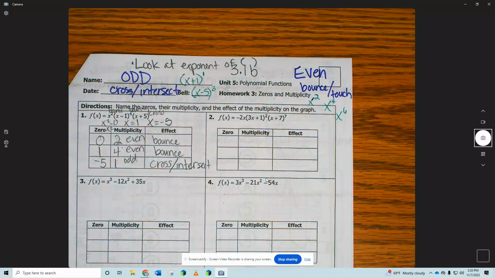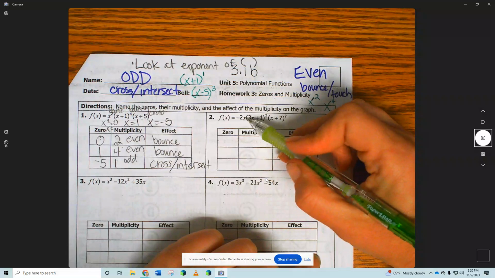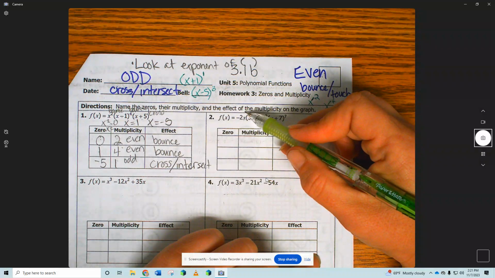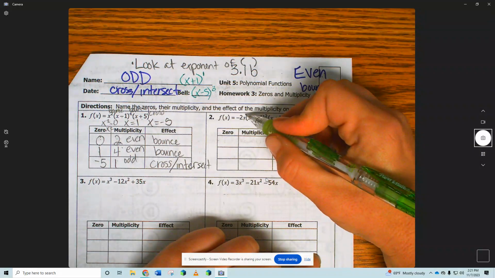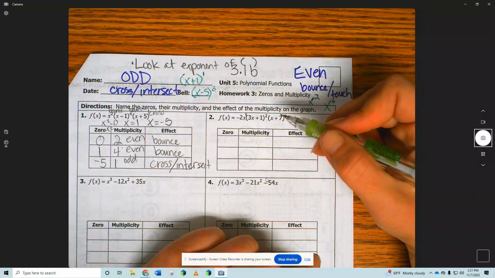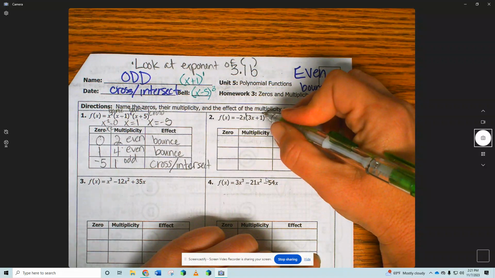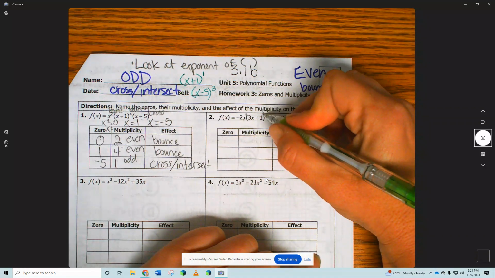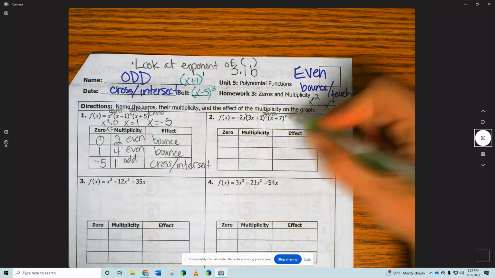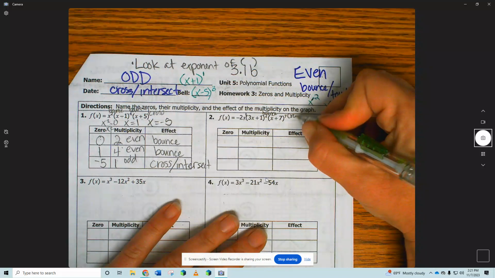Okay, ready? Go to number 2. What's the exponent of negative 2x? What's this exponent right here? 1. That's odd. What's the exponent right here? 2. That's even. Evens bounce. 7 is odd. That crosses.